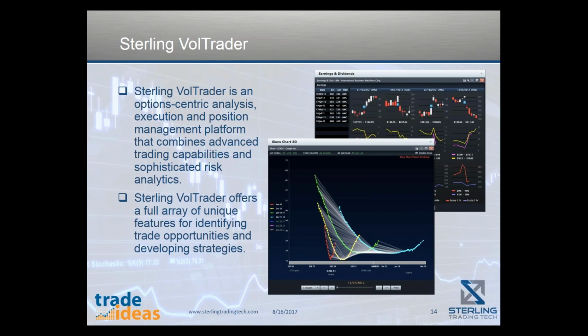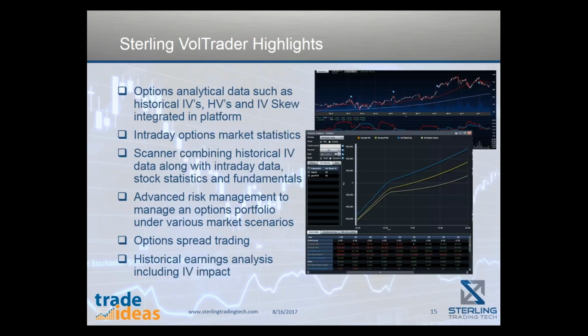So if we go to the next slide, some of the key features. Probably the most important feature is that the analytical data, the derived data such as historical implied volatilities, historical implied vol skews, etc., are all integrated into the platform. Unlike other platforms where you might have the current implied vol data, but you have to go and get everything else from other data sources, everything here is integrated within the platform.